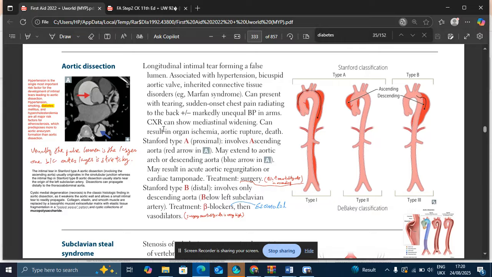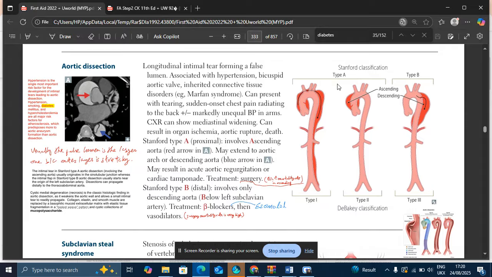Okay, so now let's talk about the types of aortic dissection. There are two classifications. The first is the Stanford classification, and the second is the DeBakey classification. Let's talk about the Stanford classification first. The Stanford classification divides aortic dissection into type A and type B.